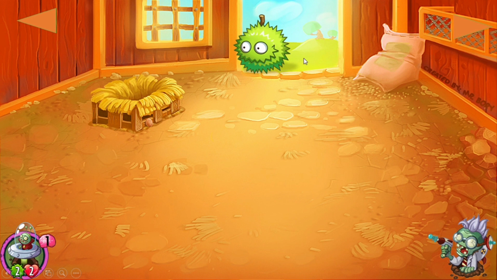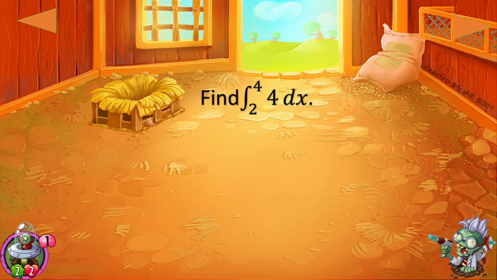Now for the ninth, the second to the last. Find the integration of 4 dx having upper limit of 4 and lower limit of 2. A, 2. B, 4. C, 8. D, 16. Again, A, 2, B, 4, C, 8, D, 16. The answer is letter C.